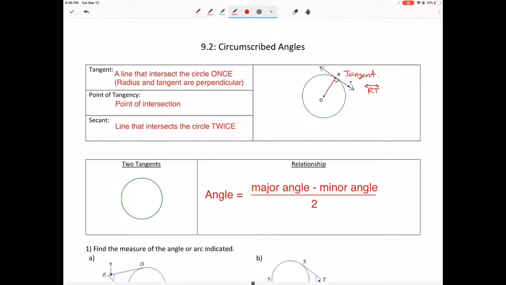And a secant is a line that intersects the circle twice. So here we have this line, something like that. And if you were to write that down, let's come up with some letters for this. Let's do A and B. So we'd write this as AB with an arrow on top. So a secant touches the circle twice.